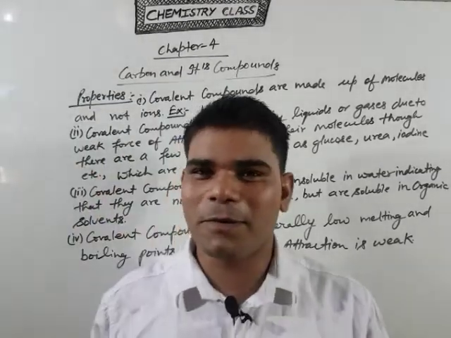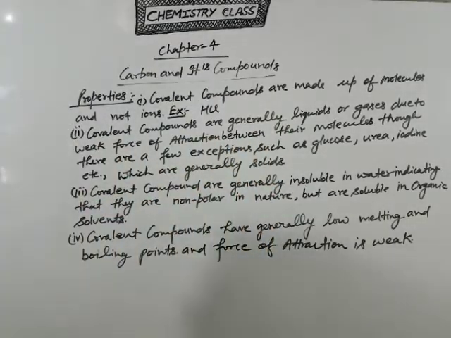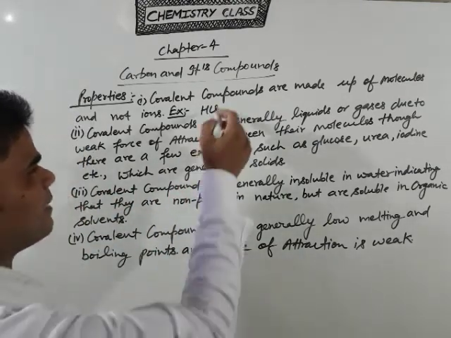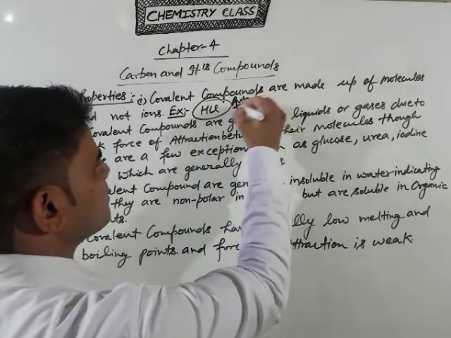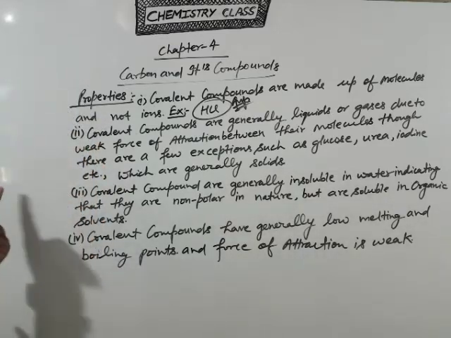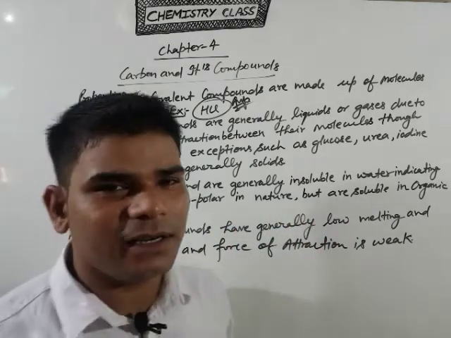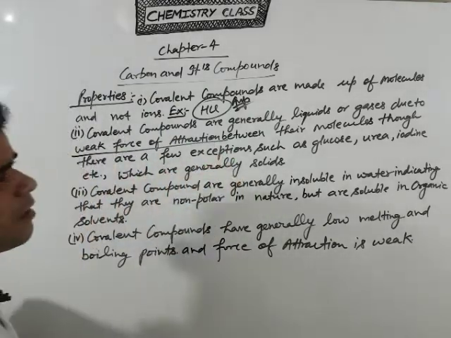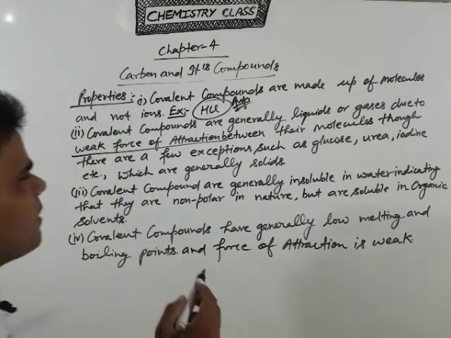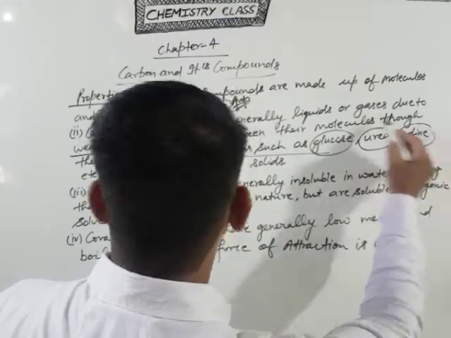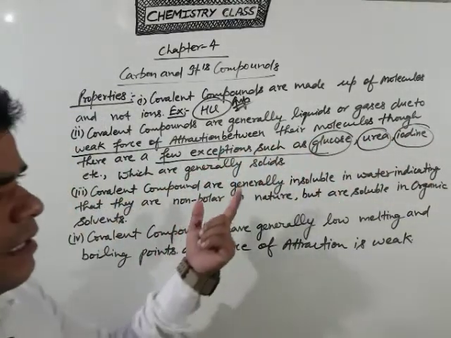Okay students, now come to the properties of carbon and its compounds. The first property is that covalent compounds are generally made up of molecules and not ions, like the example HCl. This is a very important example for you. The second is that covalent compounds are generally liquid or gaseous due to the weak force of attraction between their molecules, but a few exceptions are glucose, urea, iodine, etc., which are generally solids.